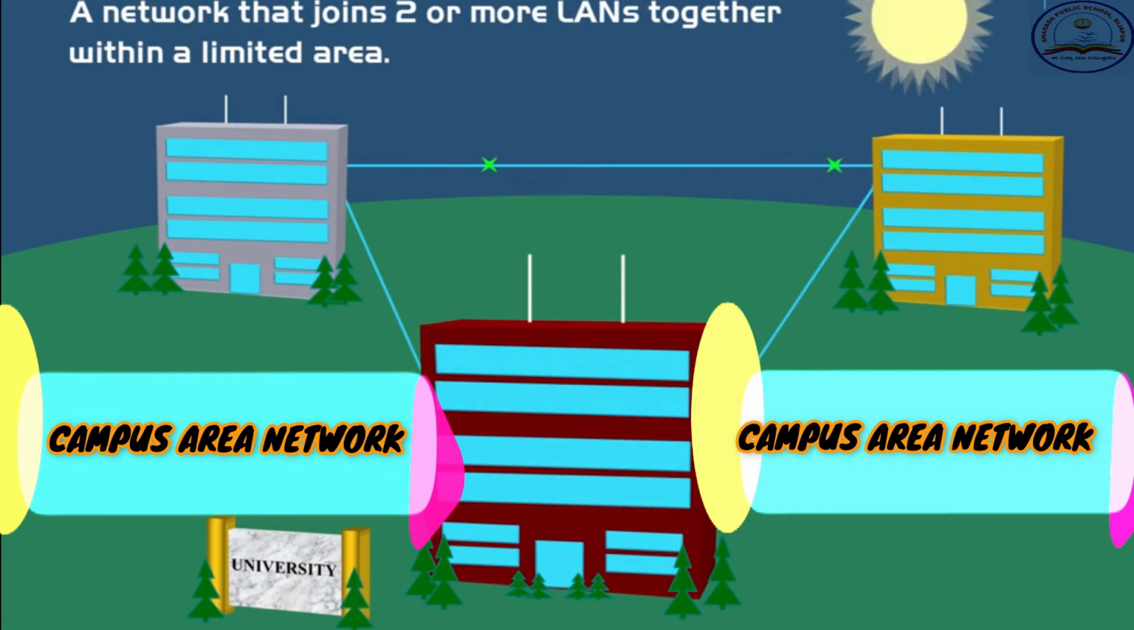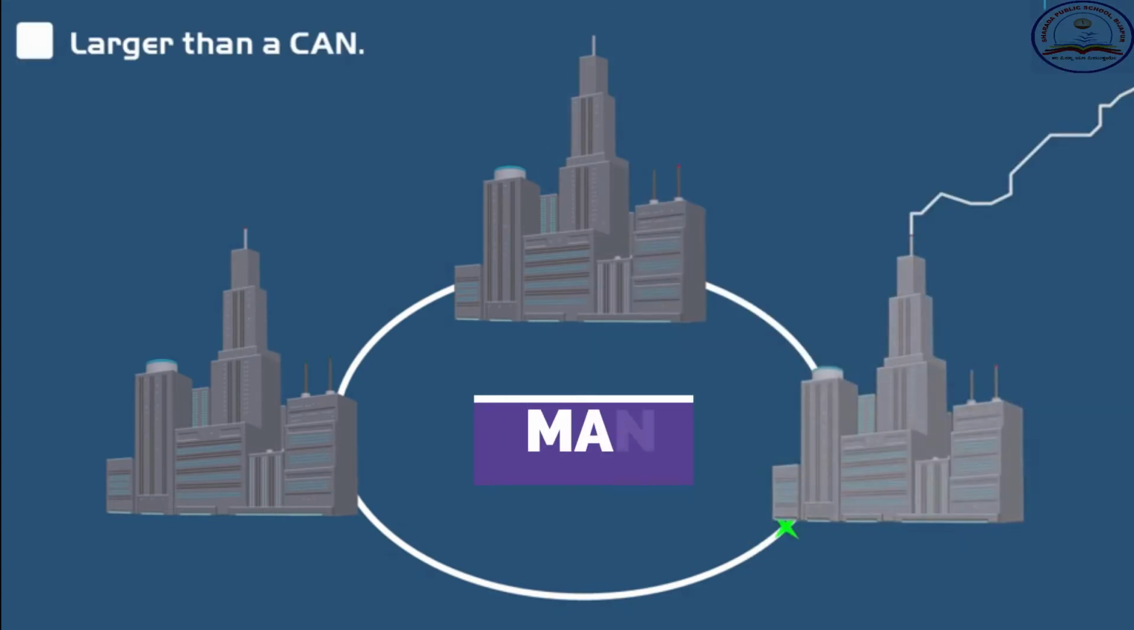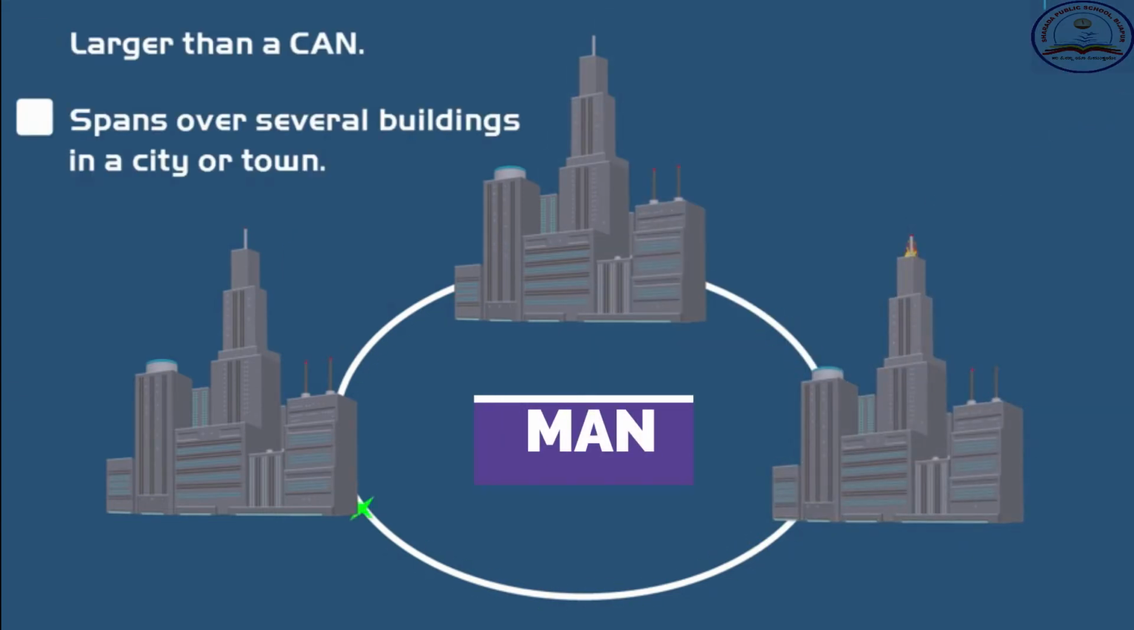Let's move to the next network, that is MAN, Metropolitan Area Network. It is larger than campus area network, that is CAN. This spans over several buildings in a city or a town. You can take the example of banks in a city as a metropolitan area network. In this network, you can take the example of ATMs also.